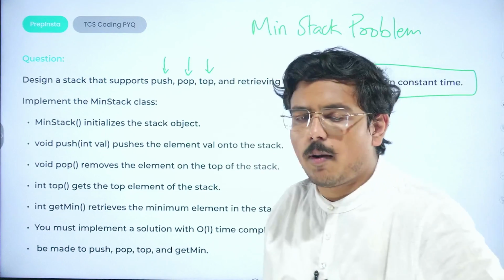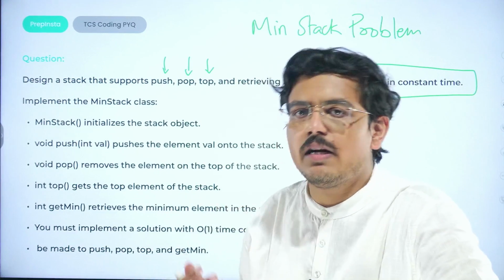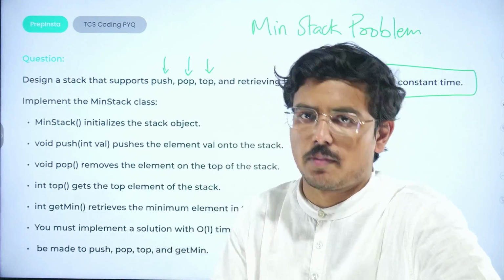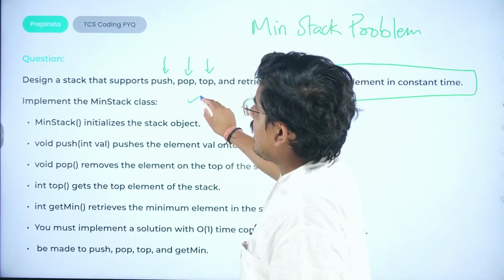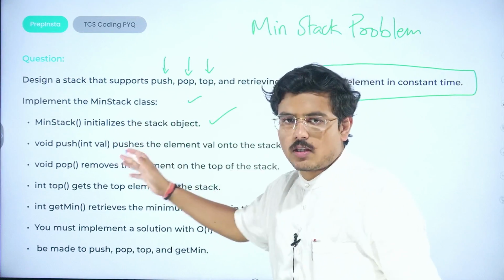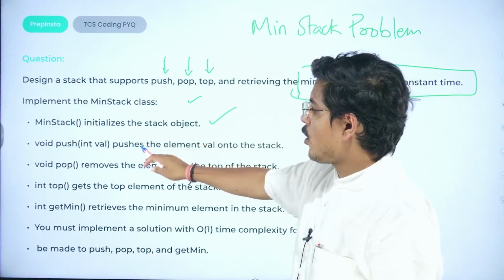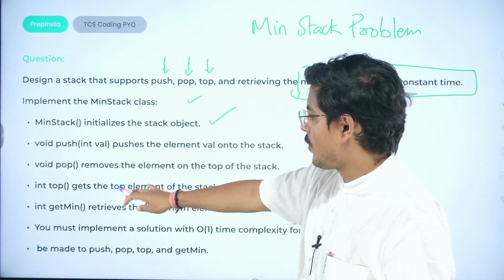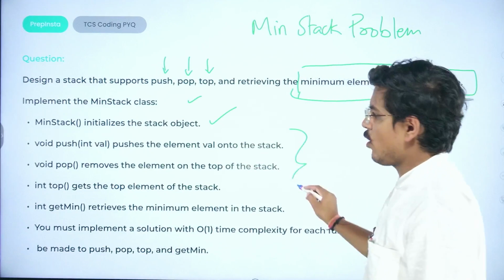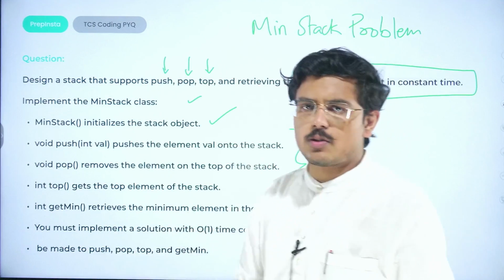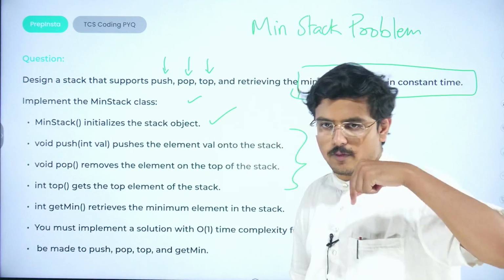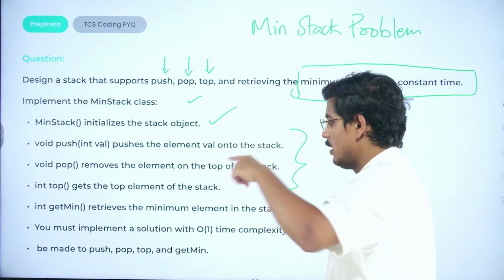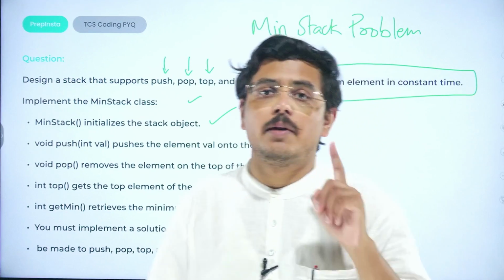But the min stack problem is one of those problems which have appeared in TCS in different forms multiple times. So you have to implement the min stack class. The min stack constructor has to be implemented. One push operation is there, pop is there, top operation is there. These are all basic stack operations where push pushes the element into the stack, pop removes the element from the stack, top gets the top element of the stack, but getMin retrieves the minimum element of the stack.